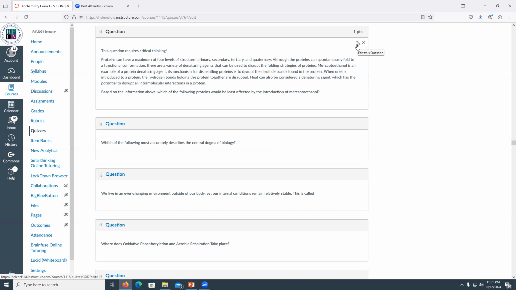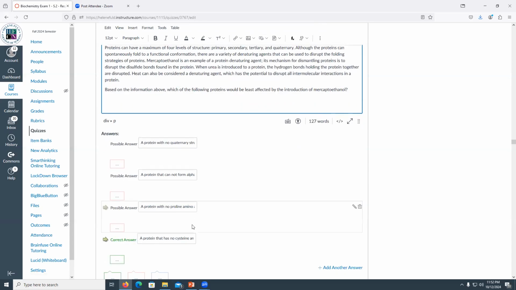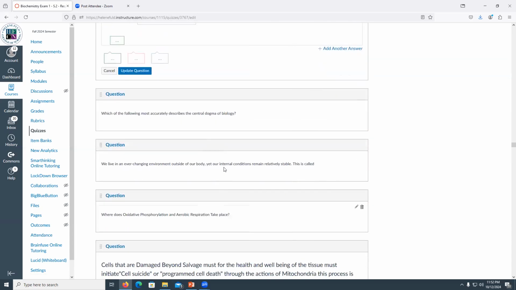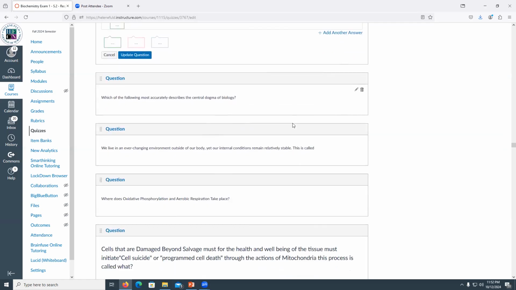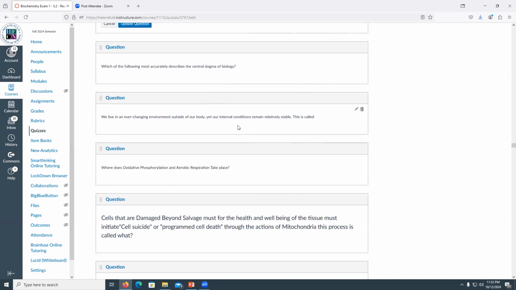So if a protein has no cysteine, it cannot have disulfide bridges, and mercaptoethanol will only break disulfide bridges. So mercaptoethanol will not affect proteins that have no disulfide bridges. A protein that has no cysteine amino acid residues, yep. Which of the following most accurately describes the central dogma of biology, going from DNA to RNA to an amino acid?